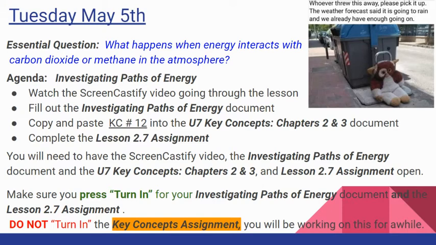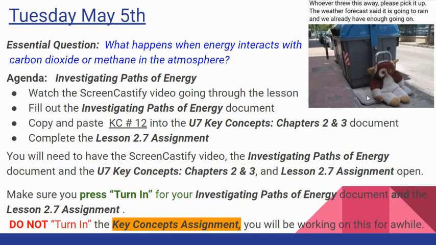So the meme of the day is whoever threw this away, please pick it up. The weather forecast said it's going to rain and we already have enough going on. If you don't know who that is, ask your parents. I'm sure they saw that movie when they were a child.